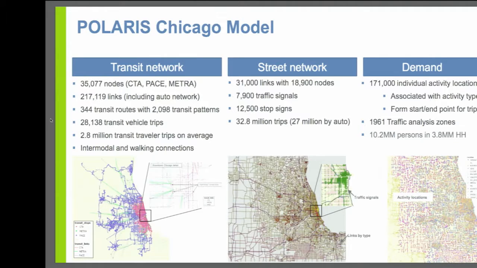And the trips occur from about 170,000 individual activity locations. So these are centroids of activity spaces where individuals travel from. So it would be basically a residential block to a school, or a residential block to a commercial block, and so on. So that's all drawn from land use databases taken from our local planning agency.